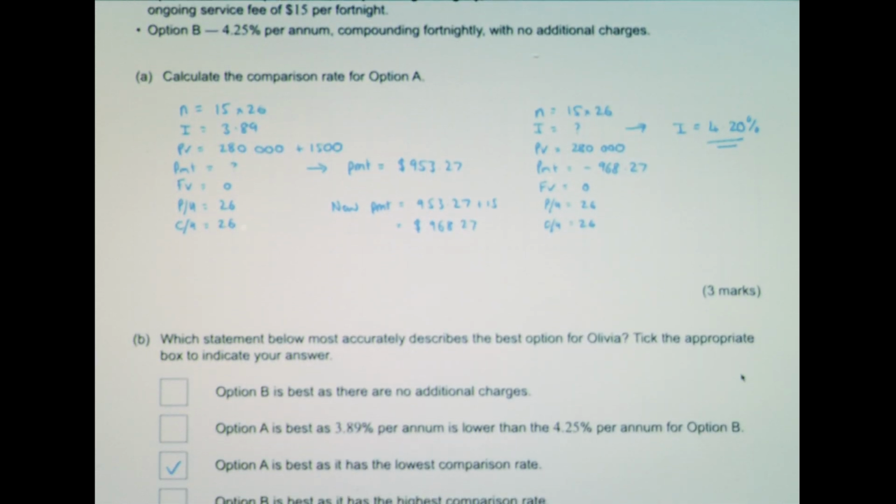Part B, we've got another multiple choice question. Which statement most accurately describes the best option for Olivia? So it was the third one. Option A is the best, as it is the lowest comparison rate. Now, if they'd made a mistake in part A, then there were other solutions that would be appropriate there. So this was set up so that there would be follow through possible.